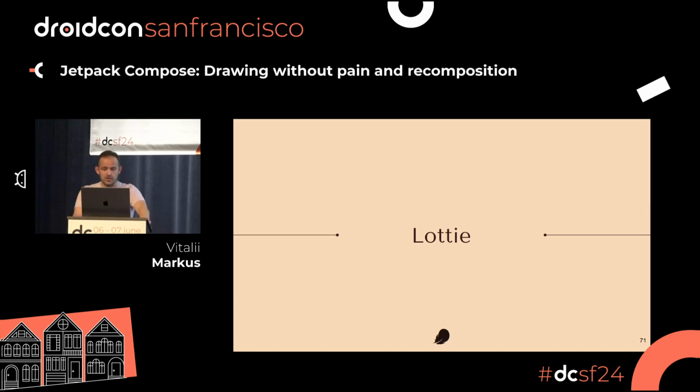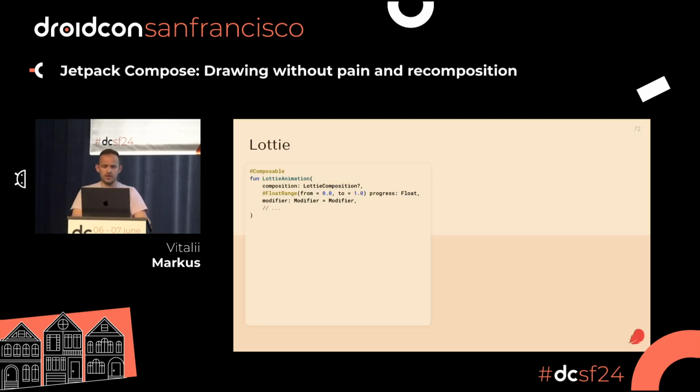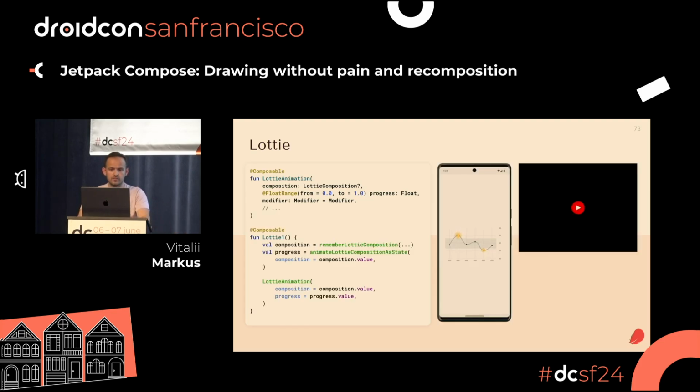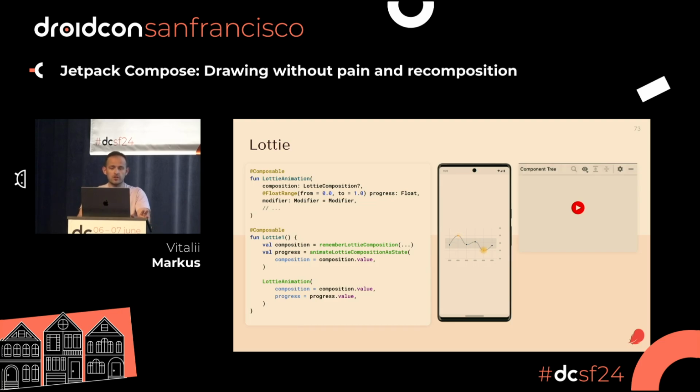So let's talk a little bit about Lottie. Do you use Lottie in your projects? Yeah, great. So we also use it. On this slide, there is a composable function for Lottie animation. It takes a Lottie composition and a progress, which is a value from 0 to 1. To call the composable function, we have to create a Lottie composition and animate it as a state. This state contains a progress value which we pass to the function. So let's run it and see what's happening.